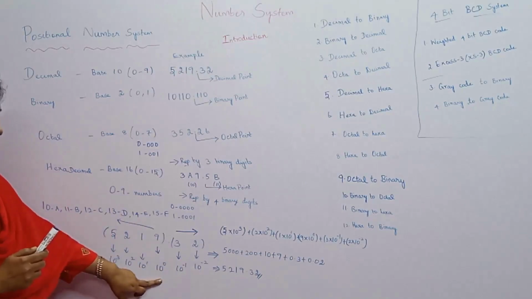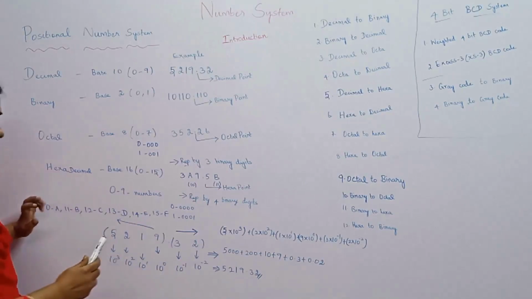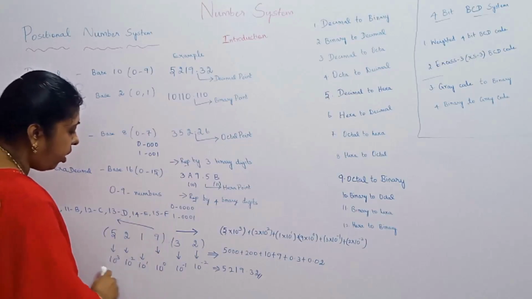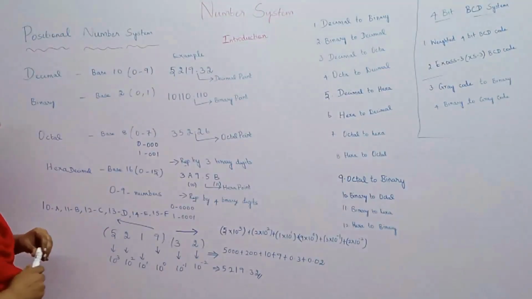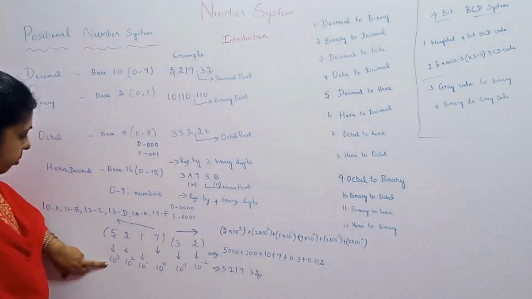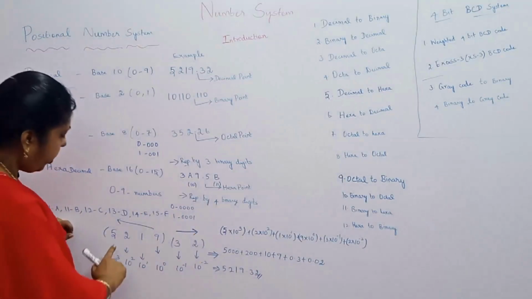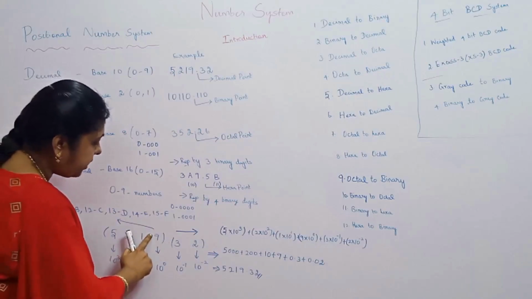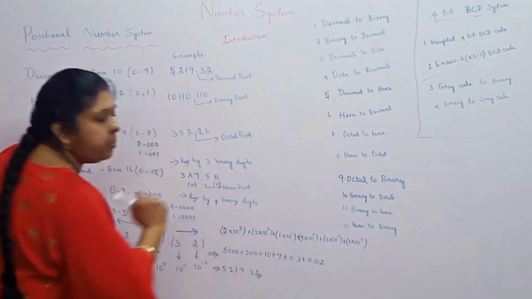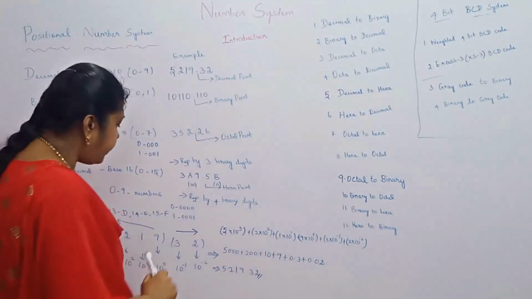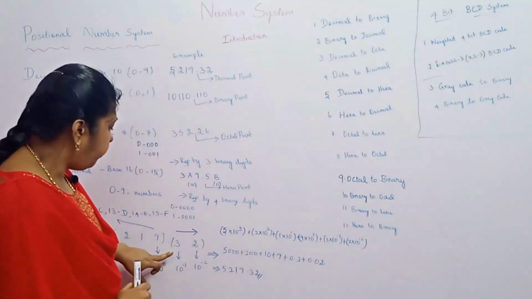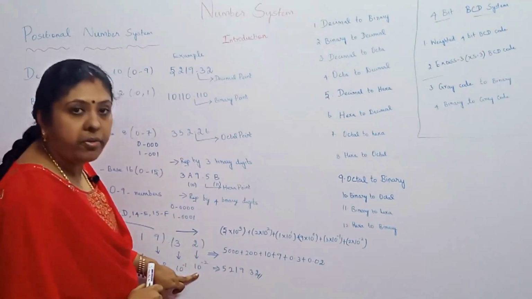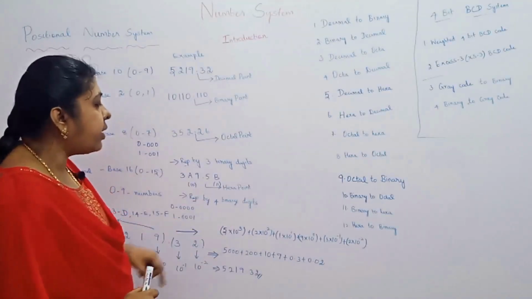With these positional values or weightages, we are going to multiply the digits with the added weightages and add all those values, which is given as 5 into 10 power 3 plus 2 into 10 power 2 plus 1 into 10 power 1 plus 9 into 10 power 0. This is the integer part. In the same way the fractional part is calculated: plus 3 into 10 power minus 1 plus 2 into 10 power minus 2. And then we calculate the values.